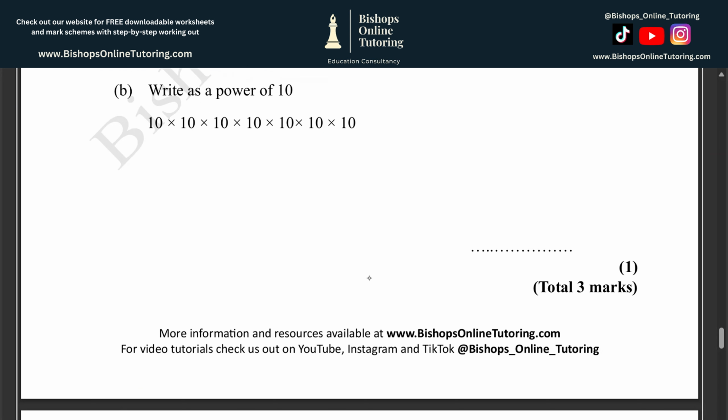Write as a power of 10, 10 times 10 times 10 times 10 times 10 times 10 times 10. So 10 is going to be our base, and we have got 1, 2, 3, 4, 5, 6, 7. 7 lots of 10. So it'll be 10 to the power of 7.